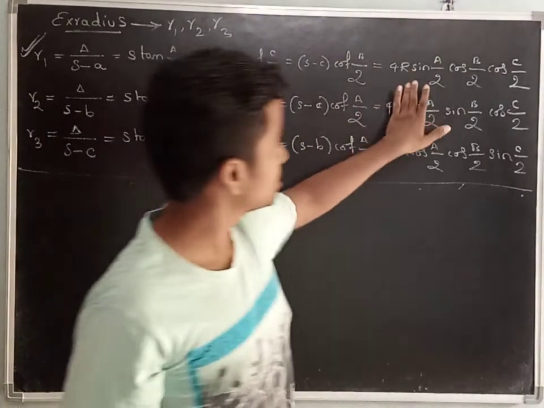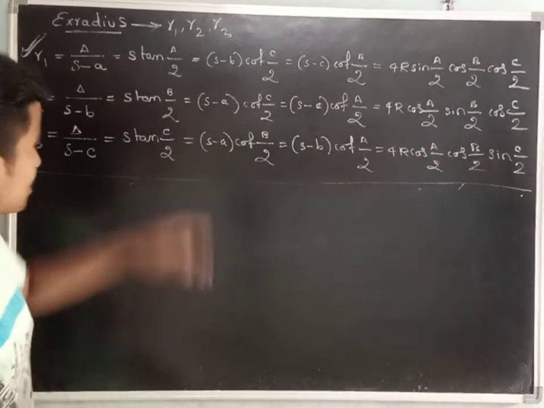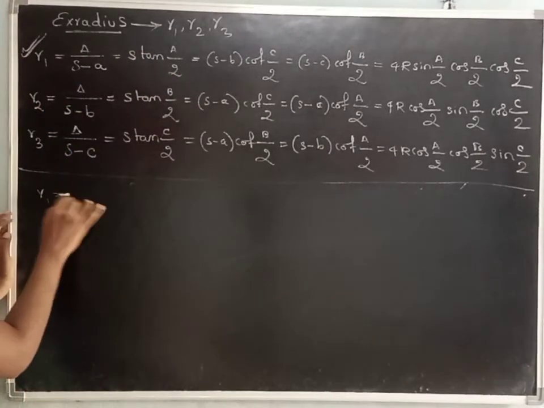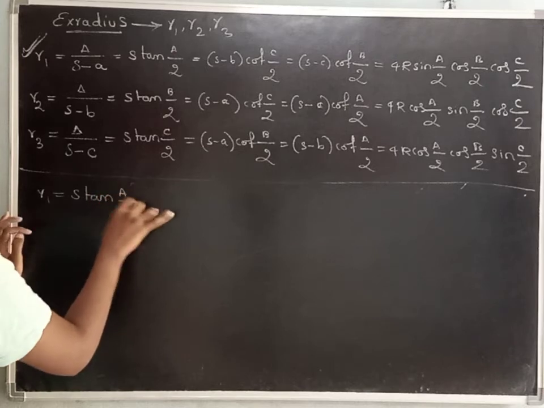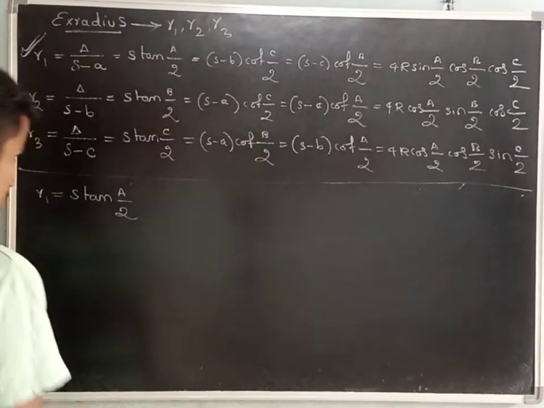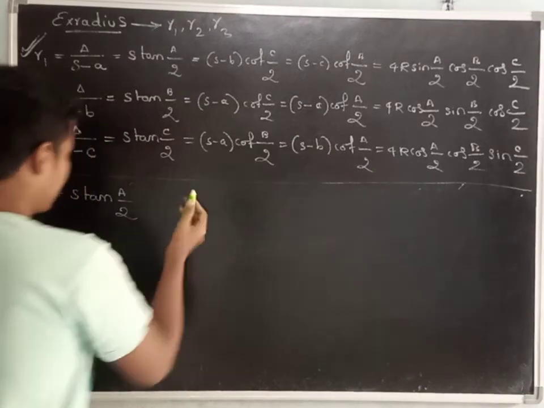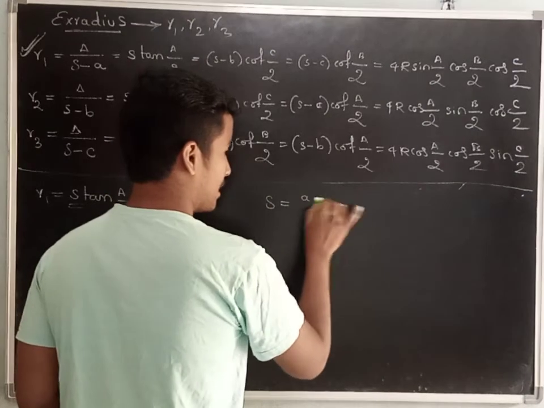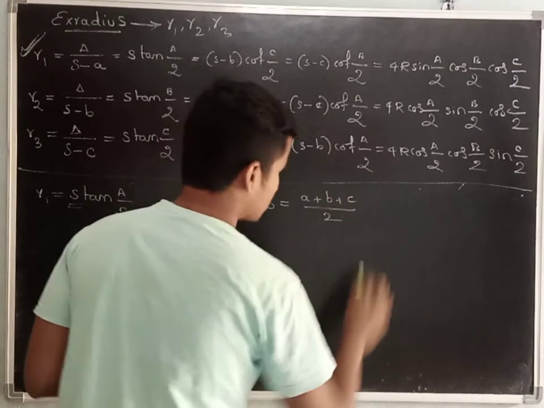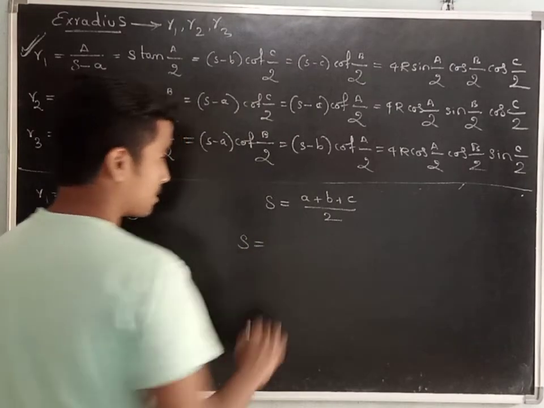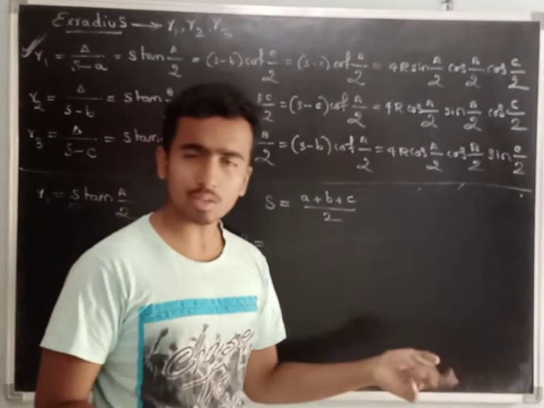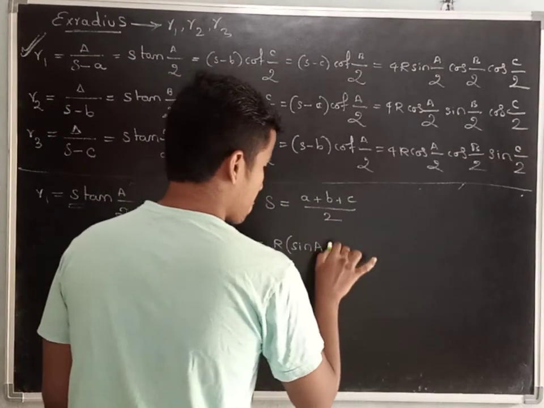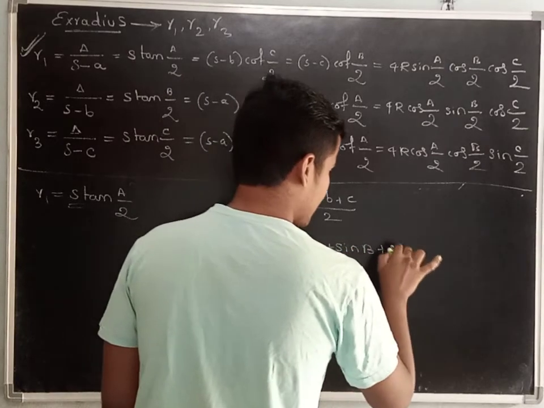First, for proving this formula, I have used this result. Right now, I am going to use this result, r1 is equal to s into tan a/2. S is nothing but, let me simplify first of all s. S is nothing but (a plus b plus c)/2. Substituting the values of a, b, c as 2r sin a, 2r sin b, 2r sin c, we are going to get r into (sin a plus sin b plus sin c).